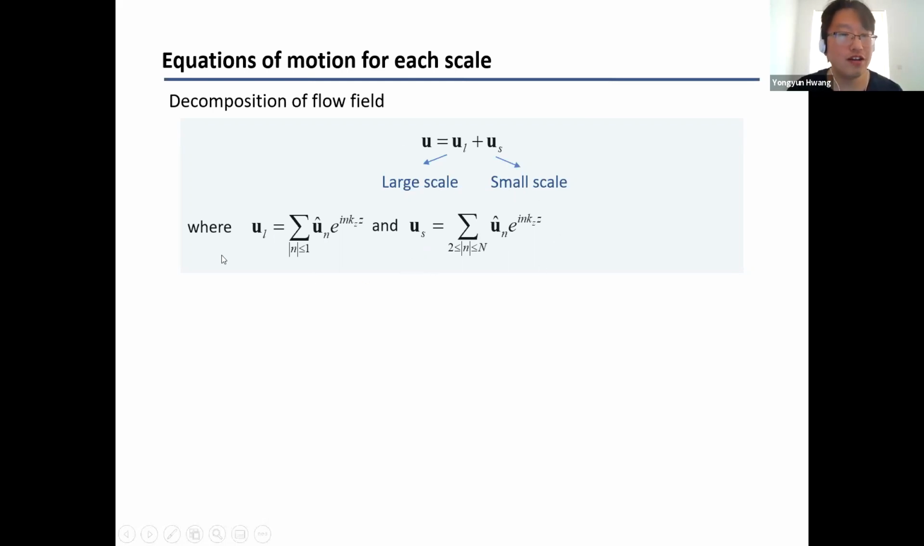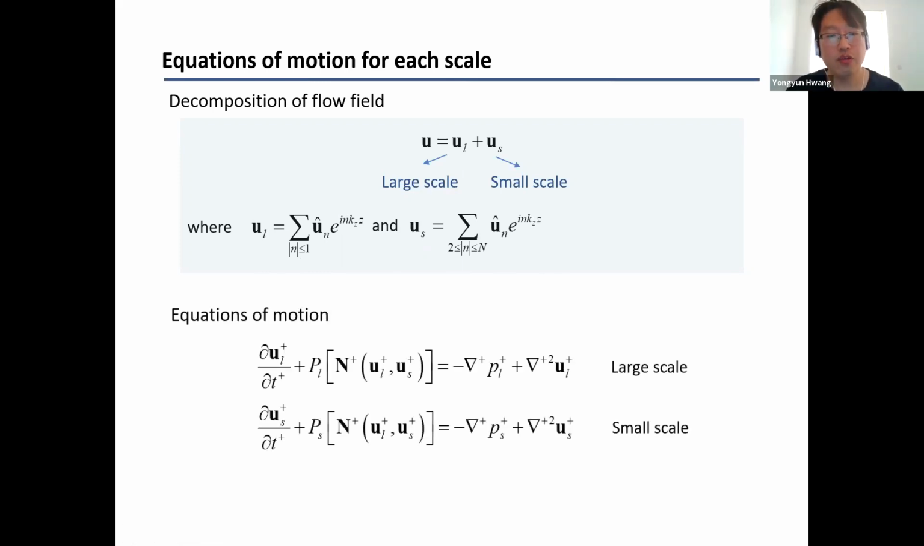Of course, this decomposition is not the best way to decompose the flow field, so there will be some problems with this later. But for the moment, let us just accept this decomposition, which was defined for a matter of convenience. Then we write down the equations for UL and US. This is the equation for the large scale, and all the linear terms remain the same. For the nonlinear term, we apply the projection operator. We also wrote down the equation for the small scale in exactly the same manner.